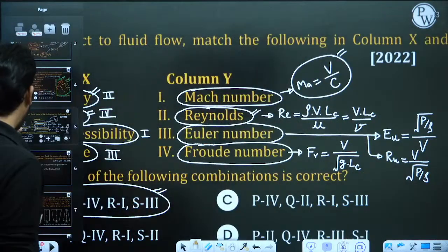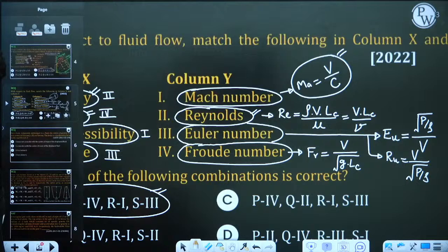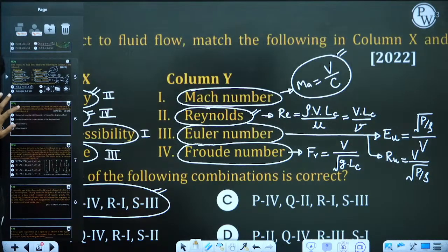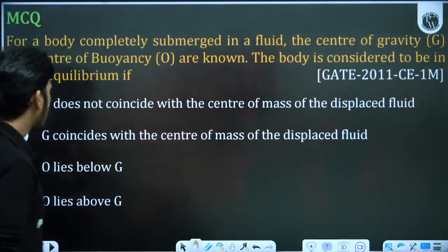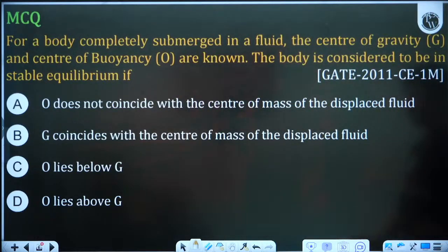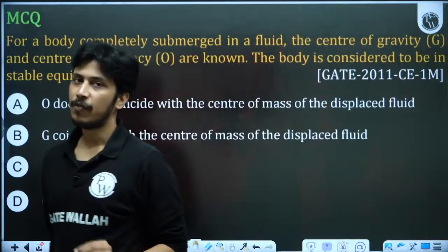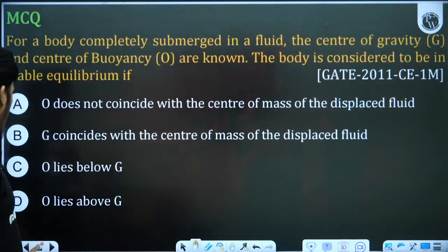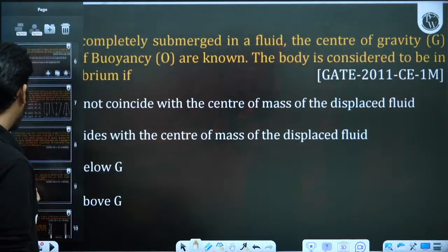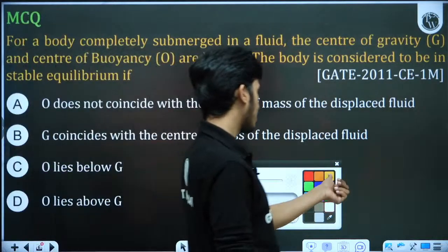We have done the match the following type and the dimension and units type of questions. Now let's come to the direct answer type of questions, like this. These are direct answer type questions. They are also asked for 1 mark. I will do 2 to 3 of these direct type questions, 2 questions maximum. Sometimes they will also ask this type of question.